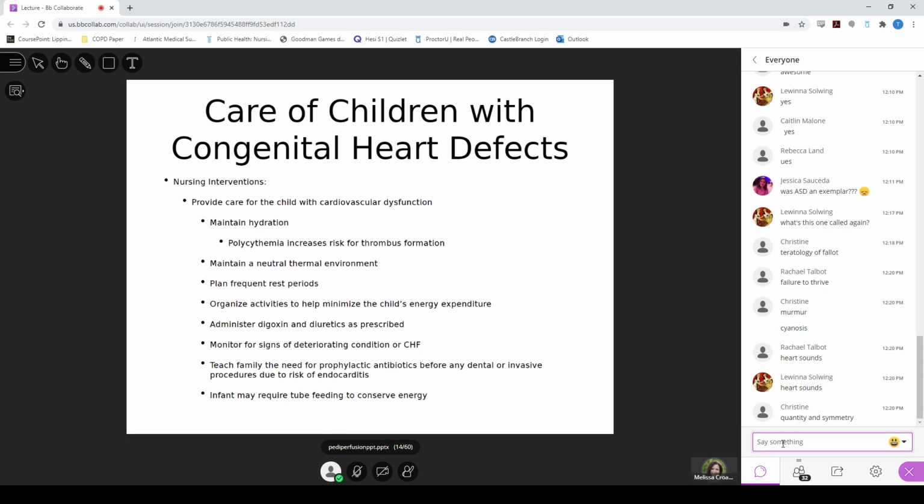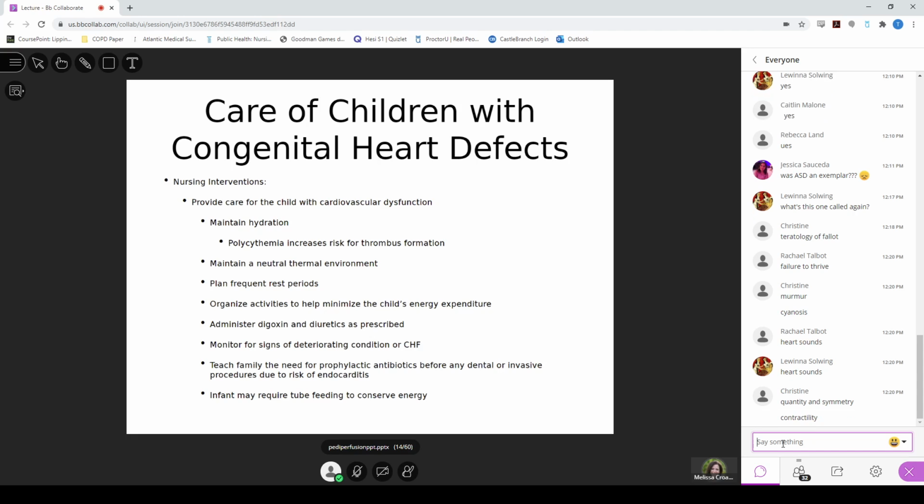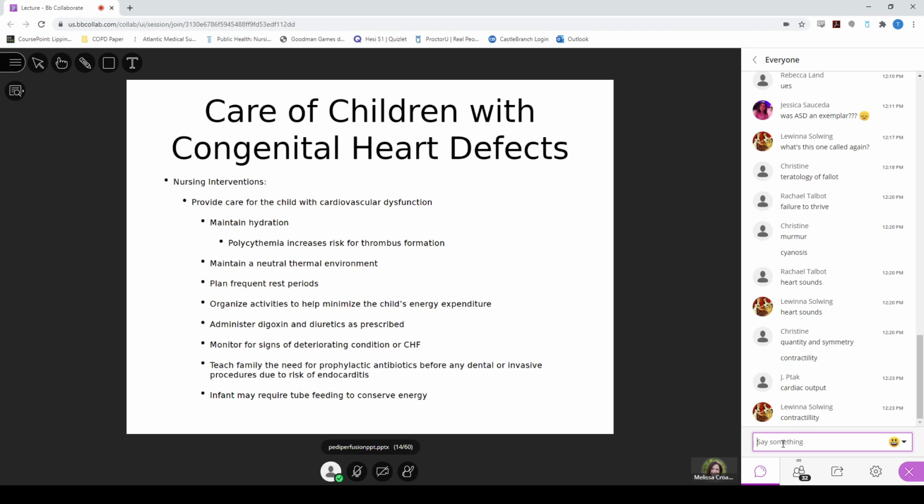You want to be administering digoxin and diuretics. You've got to get some of the fluid off of them to help with pulmonary circulation. When they have pulmonary hypertension, they have too much fluid in their lungs. Okay, and the digoxin. What's digoxin going to help? What's dig do? Contractility. That's right. Contractility, cardiac output. Okay, so it's going to help with that.